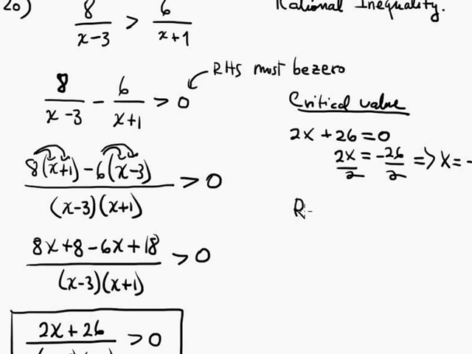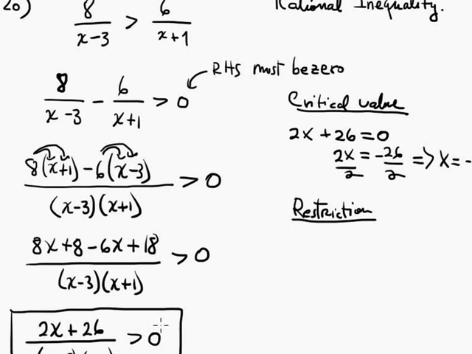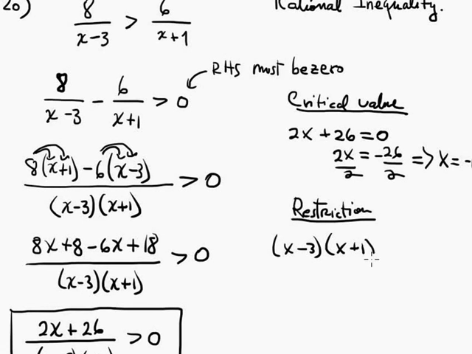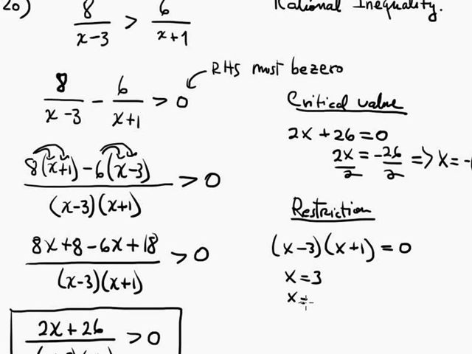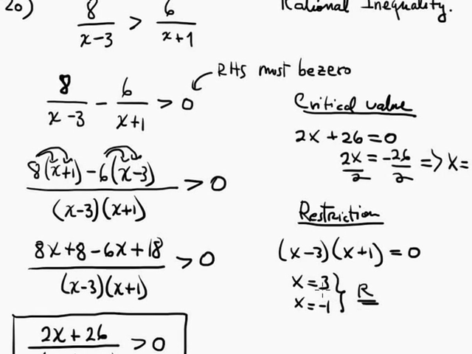And the restriction is the zero of the denominator part, x minus 3, x plus 1 equal to 0. It's obvious because x equals positive 3 and x equals negative 1. And this is a restriction. Okay, now let's do the partition.